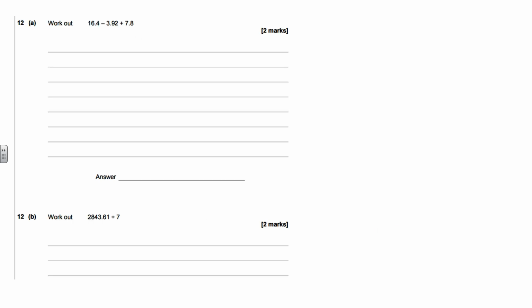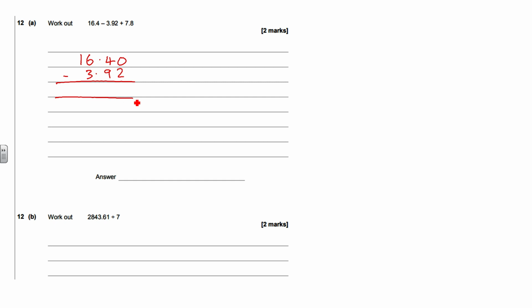Okay, question 12. Work out 16.4 take away 3.92 plus 7.8. Right, so let's start by doing the subtraction. 16.4 minus 3.92. Okay, don't get confused in thinking you need BODMAS here. Once we're down to addition and subtraction, we can just work left to right.